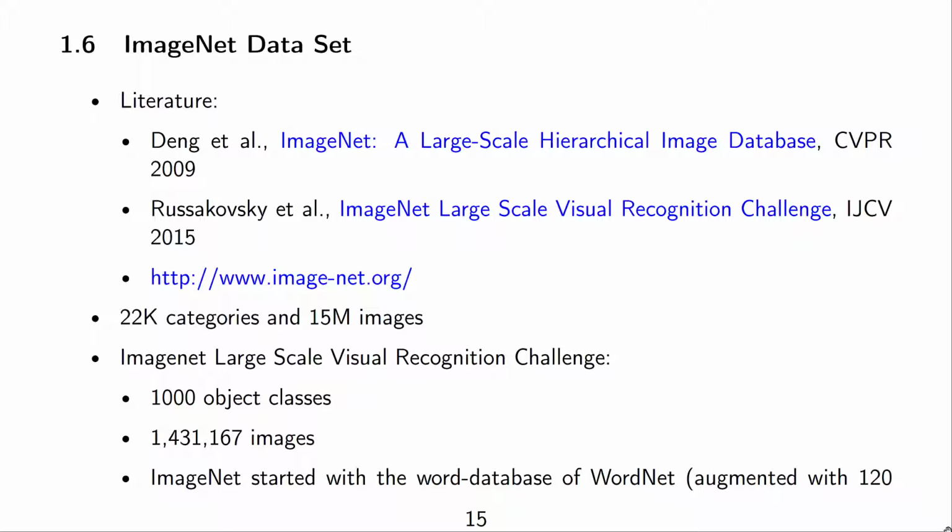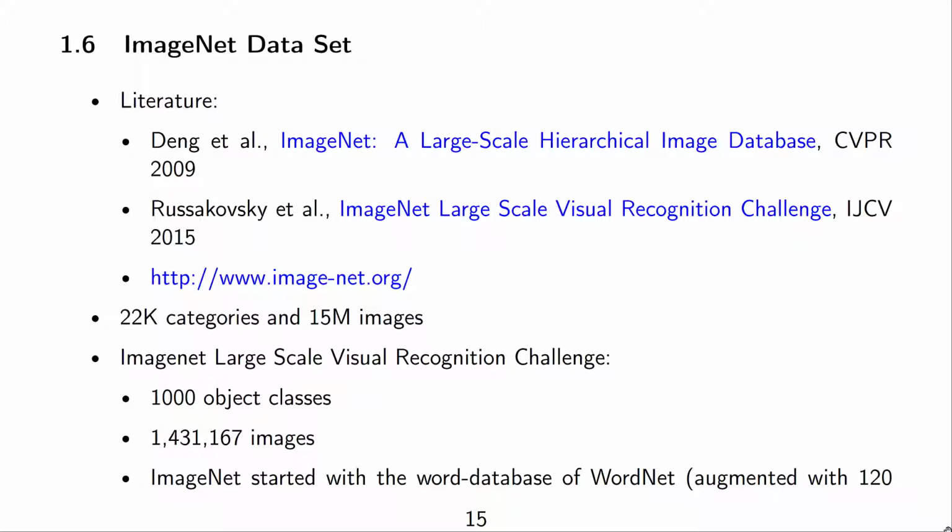So Imagenet itself has 22K categories and 15 million images, but generally people don't work on this full data set. There has been a subset identified called the Imagenet Large-Scale Visual Recognition Challenge that is a subset with 1,000 object classes and about 1.5 million images.